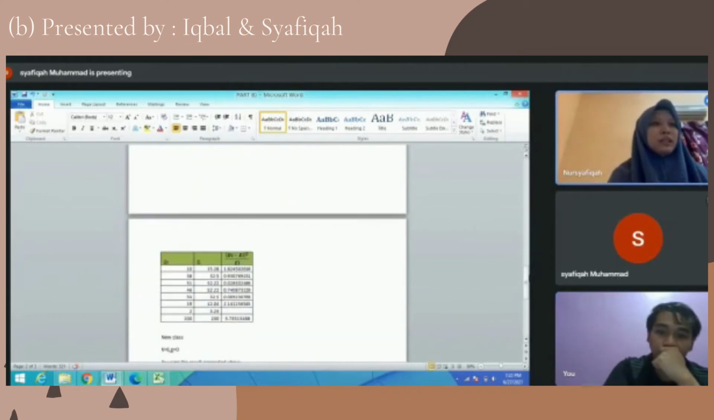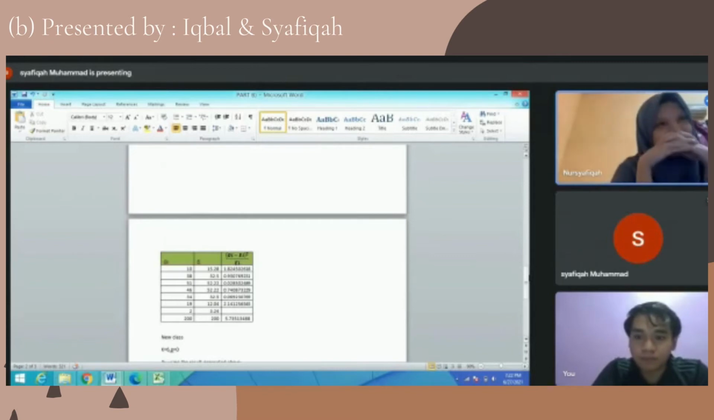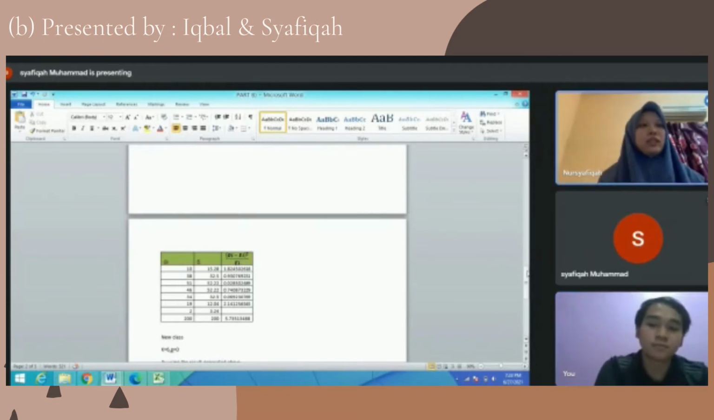So this green table is the new table we obtain after the EI is added until higher than 9, which is there are 6 classes. So we compute with a chi-square test with this formula, and the total we get is 5.73513488.